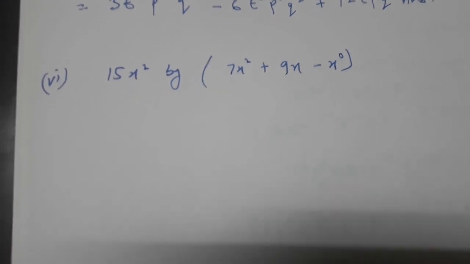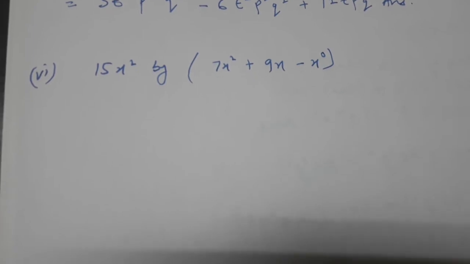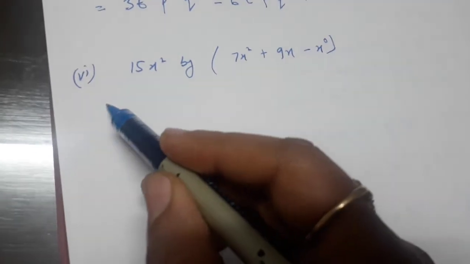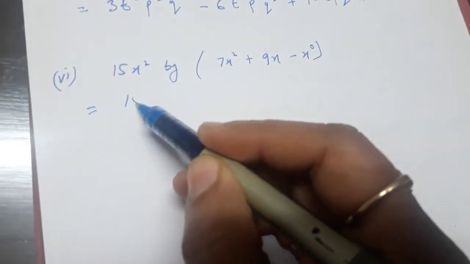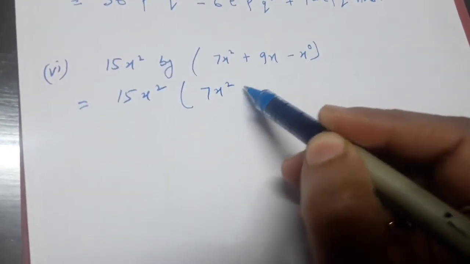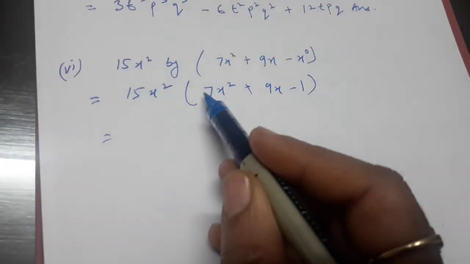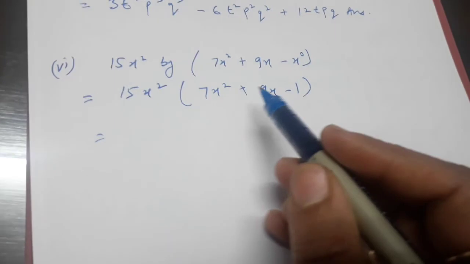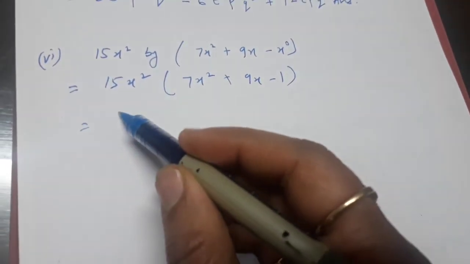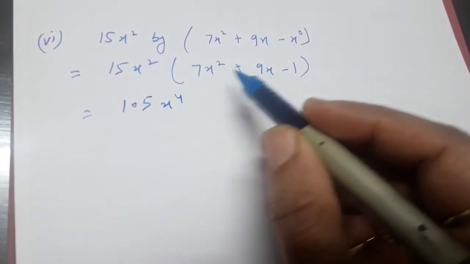So in sixth part we are supposed to multiply 15x square by 7x square plus 9x minus x raised to the power 0. So I have explained it earlier. If some variable has raised to the power 0, what does it mean? It will be equal to 1 only. So first of all we will write 7x square plus 9x minus 1. So 15x square is getting multiplied by 7x square first, then 9x, then minus 1. So 15 into 7 would be equal to 105. X square and x square will become x raised to the power 4.